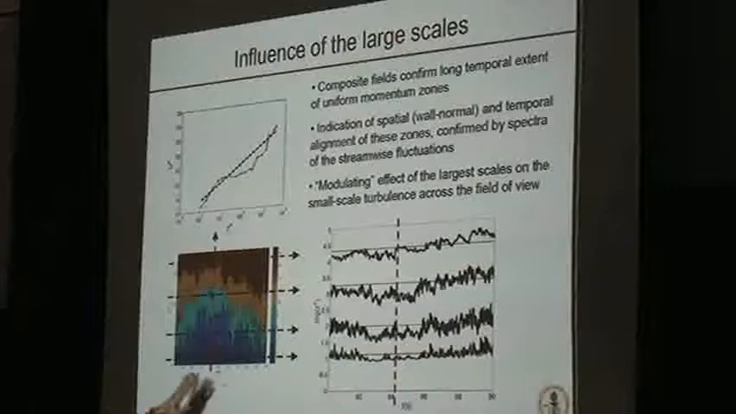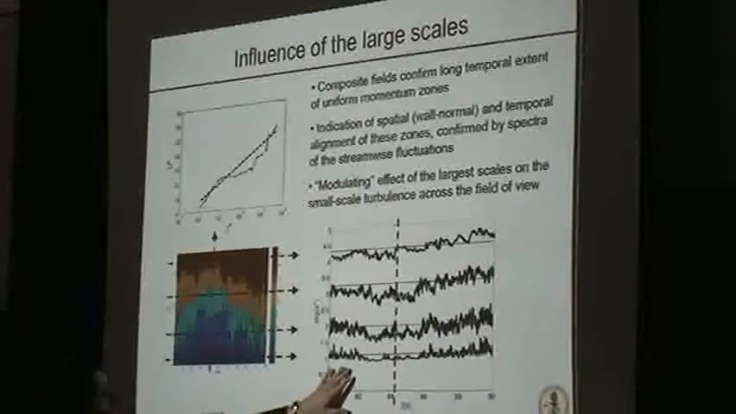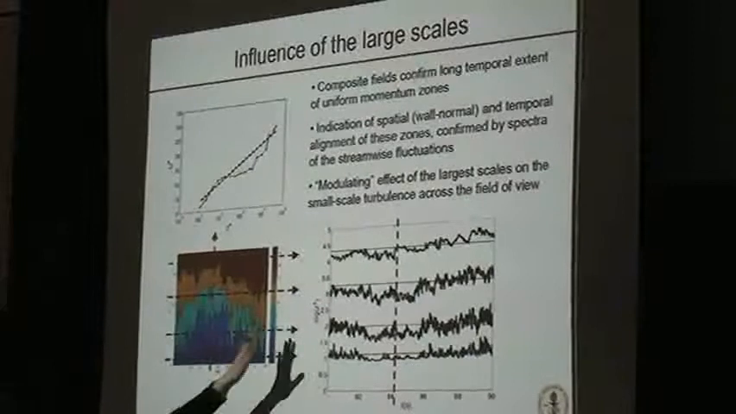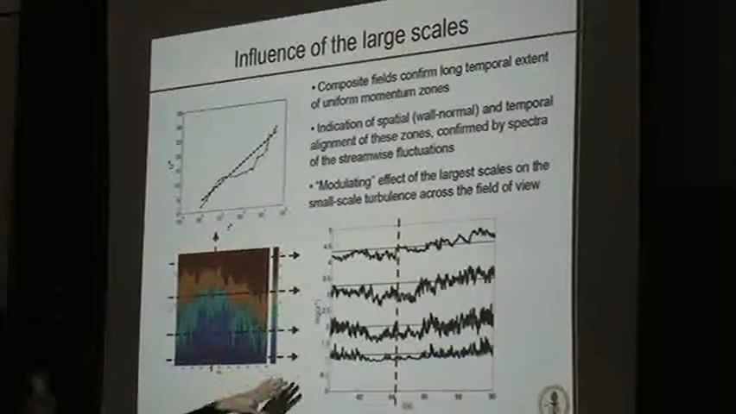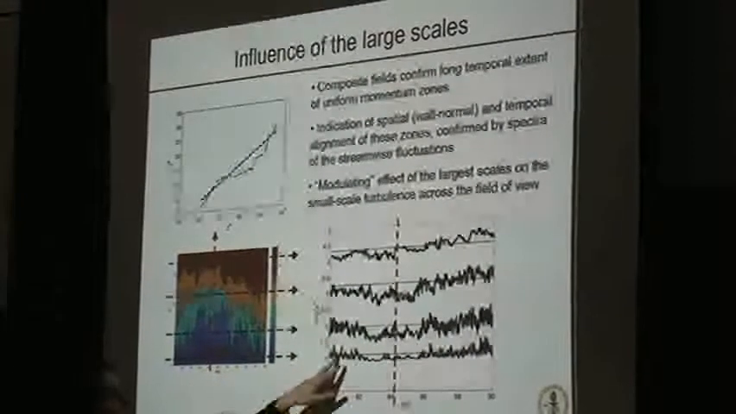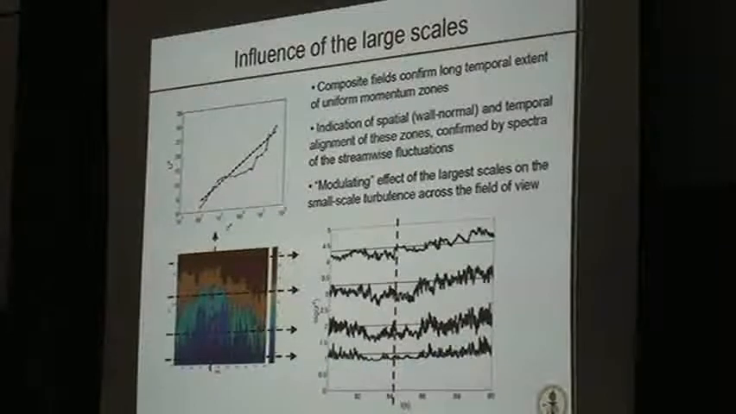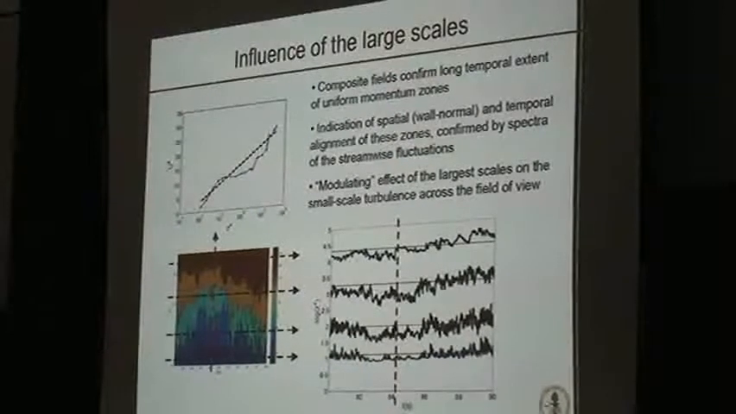What I wanted to show you here is this modulating effect over a range of more normal distances. So I explained that a couple of slides ago, but you can see that the small scale activity is quite large, modulated by whether the large scale excursion is positive or negative.